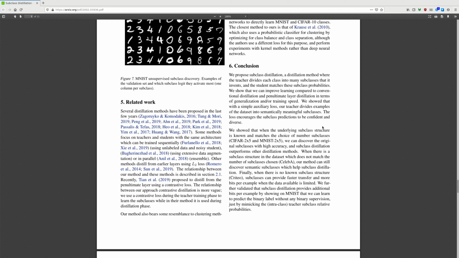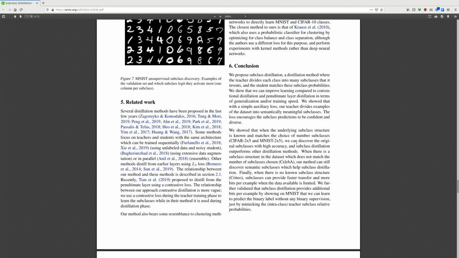When there is a subclass structure in the dataset that does not match the original subclass number chosen, our method still discovers semantic subclasses, which helps subclass distillation. Finally, when there is no known subclass structure, subclasses can provide faster transfer and more bits per example when the data available is limited.